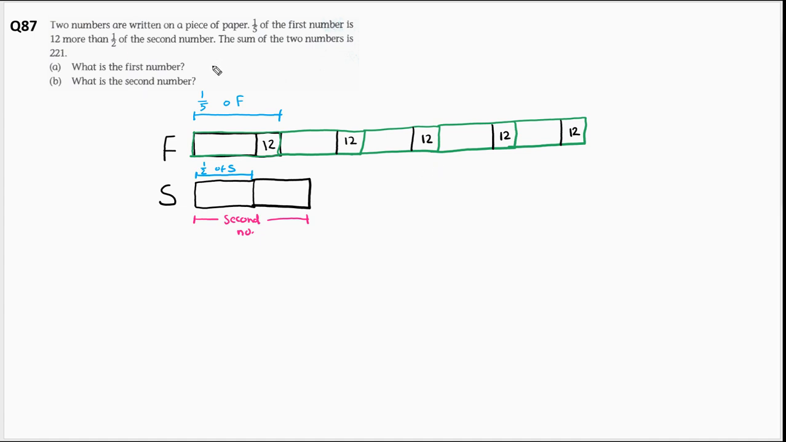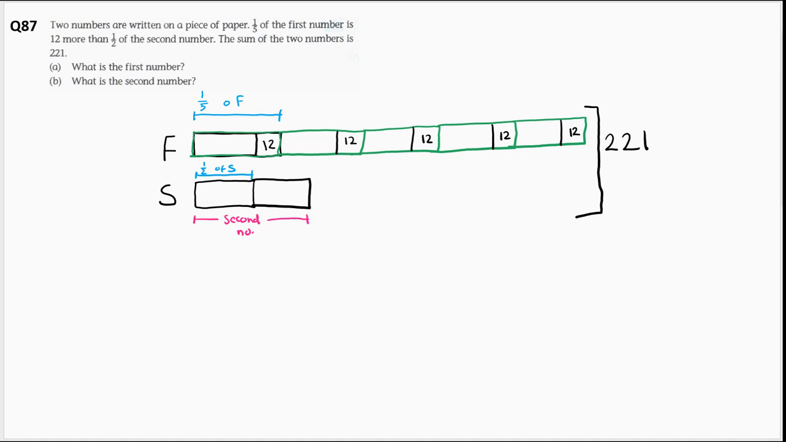Okay. What now do I know? Well, we're told that the sum of the two numbers is 221. So I could put that here. The sum of the two numbers is 221. So we can then have a look. What is this 221 made up of? What's making this 221?